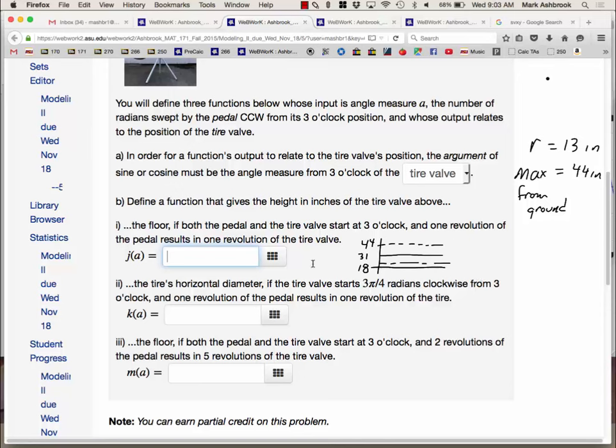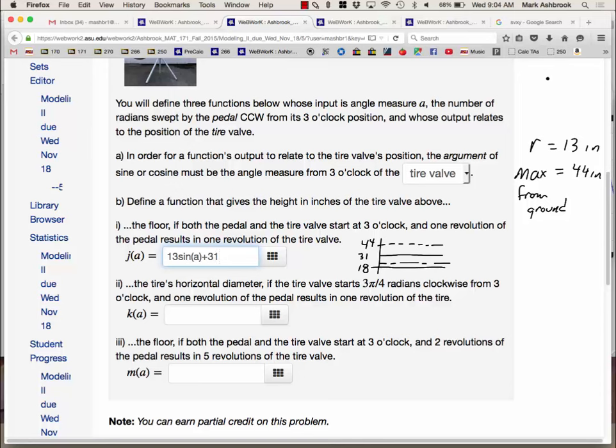So the amplitude then is going to be 13 sine. It's just going to be A, right? The angle measures are exactly the same for the pedal and for the tire valve, so there's nothing to mess with there. And then plus 31. So we need to move that midline up to 31 so that an additional radius gets us to the highest point of the tire, which is 44, lowest point on the tire, 18.